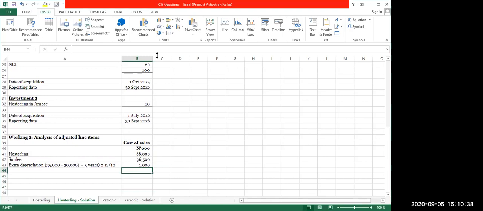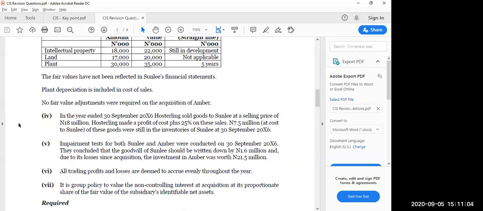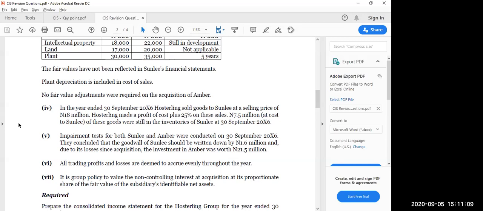The final item we need to consider is the impairment loss on the goodwill. So we can check the question. Was there any impairment loss? As far as the question is concerned, yes. In additional information, 5: impairment tests for both Sunley and Amber were concluded on 30 September 2006. They concluded that the goodwill of Sunley should be written down by 1.6 million.